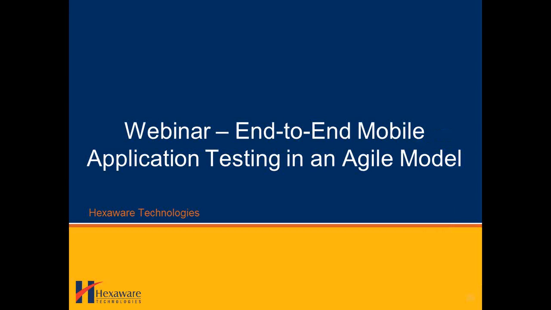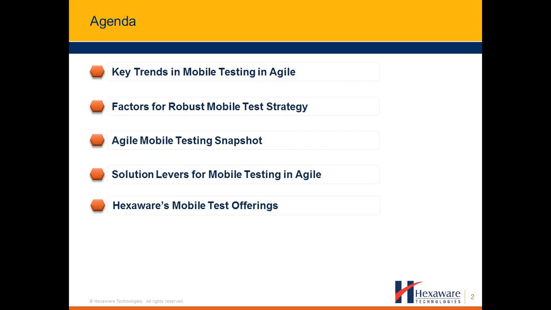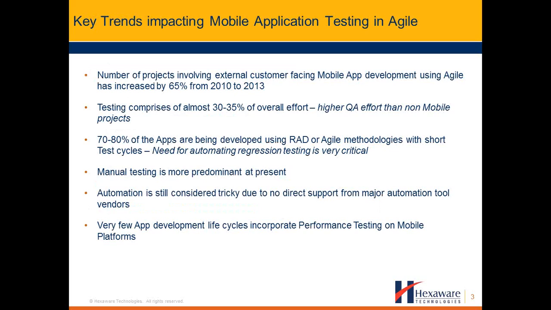During today's session, we'll be looking at some of the important parameters and levers for testing mobile applications in an agile model. Now, the approach for creating an effective QA strategy for a mobile application using agile starts with understanding the trends adopted by the market impacting application testing. So now let's look at some of these trends.